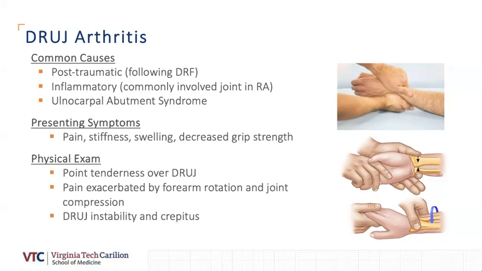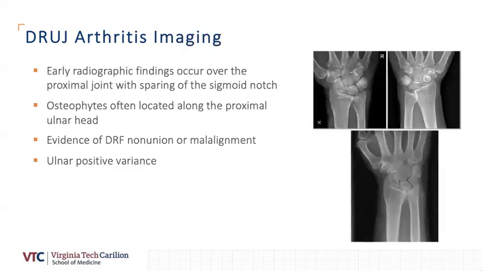And then on physical exam, they'll have point tenderness over the DRUJ, and they'll have pain exacerbated by forearm rotation and joint compression. And then you also have DRUJ instability and crepitus, so you can hold the DRUJ together and then pronate the wrist, and then you will feel that potential crepitus or instability.